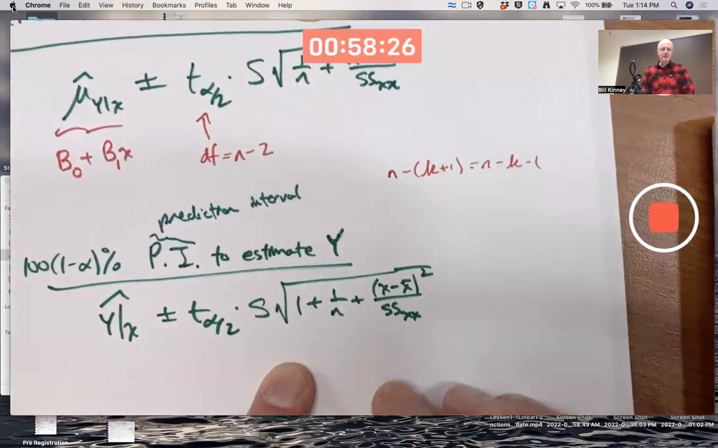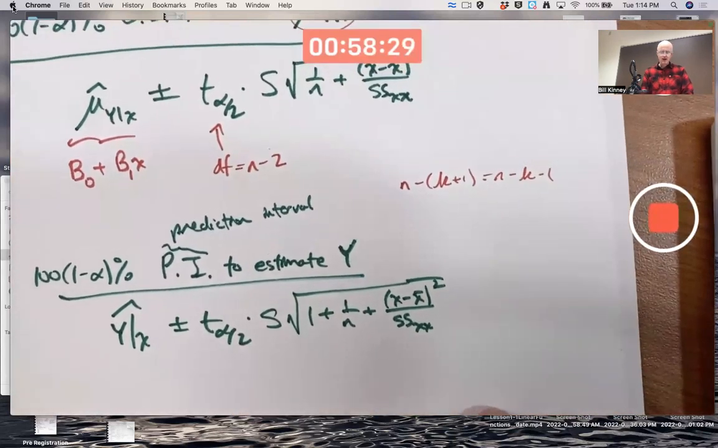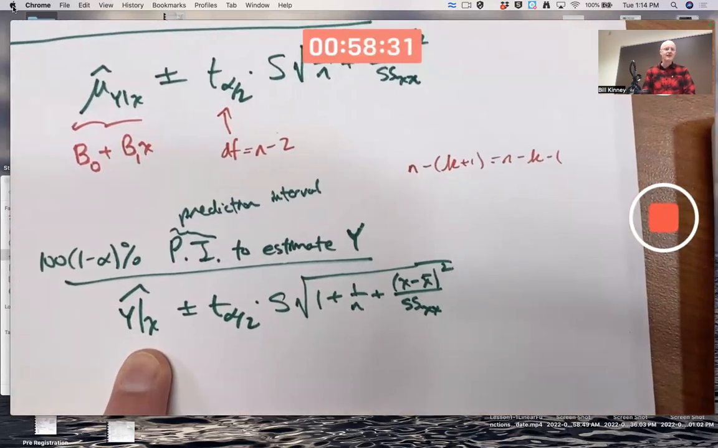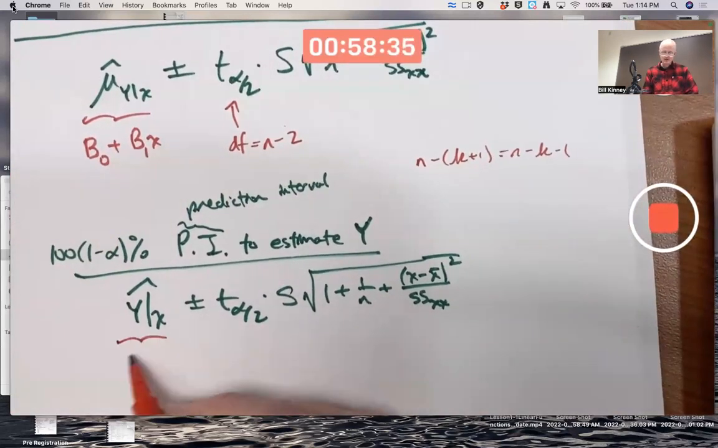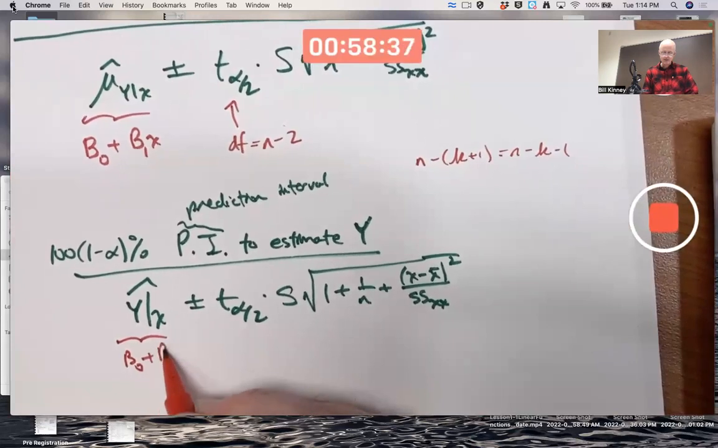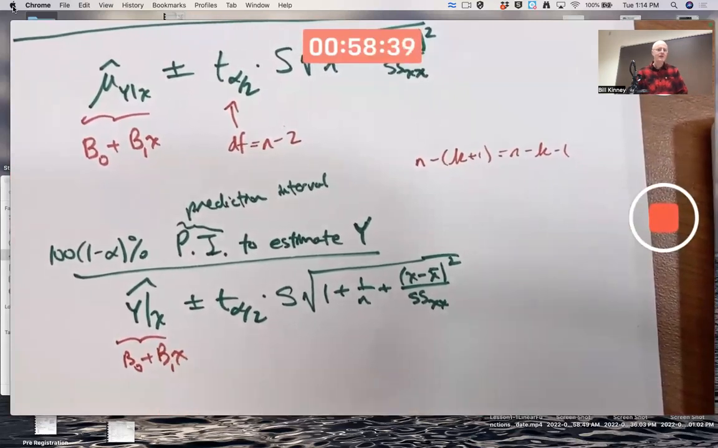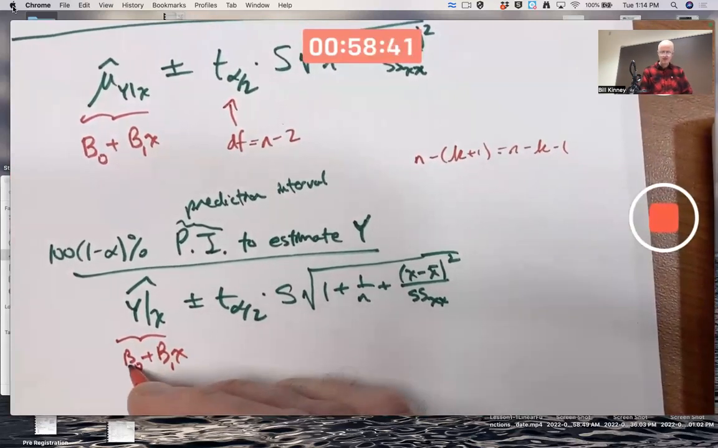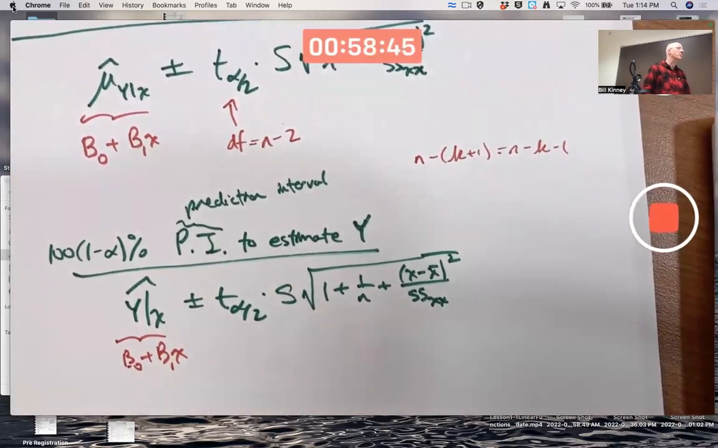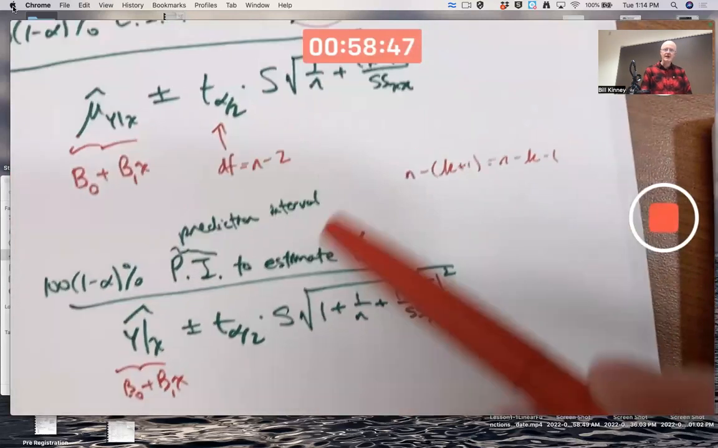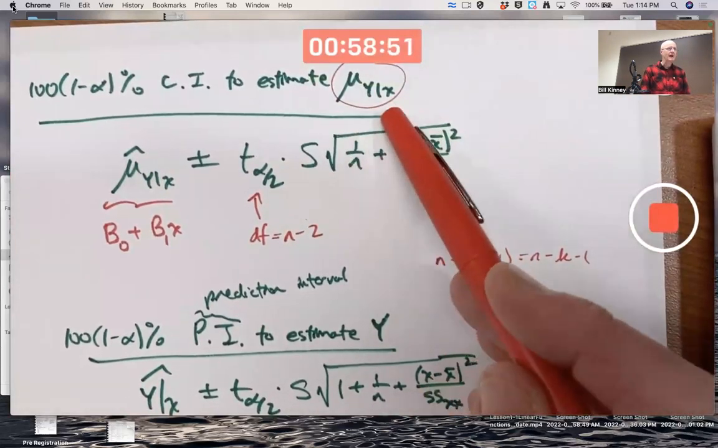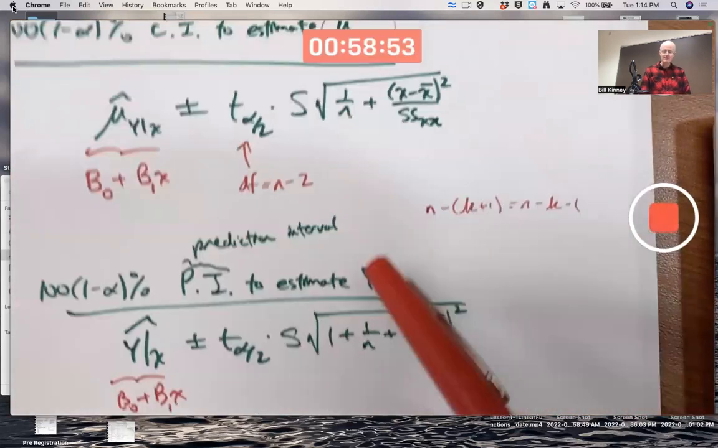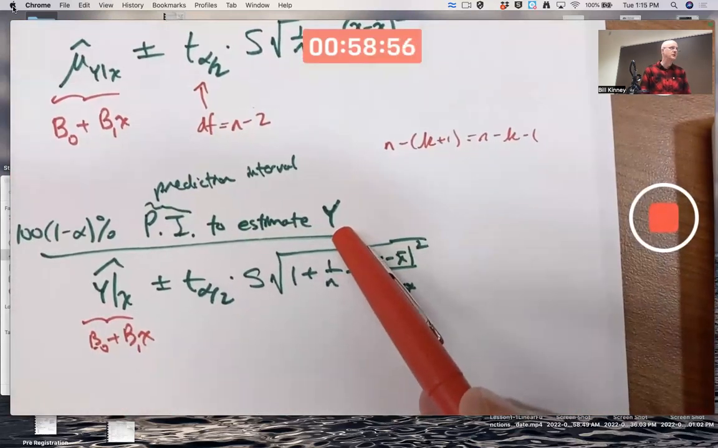But wait a minute, we still got to beg a question here. How do you compute that? Guess what? It's the exact same thing as that. You still use the regression line. It's just a different symbol for it to emphasize its different purpose. Here we're trying to estimate, again, a population parameter, the mean of y when you know x. Here we're trying to estimate the value of y itself when you know x.